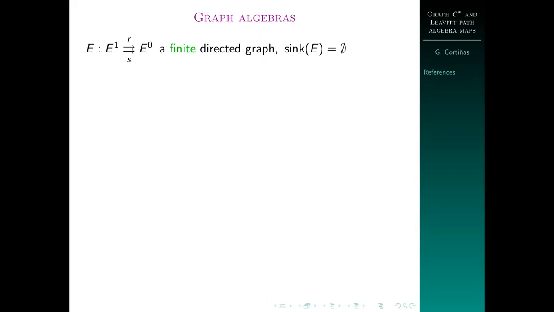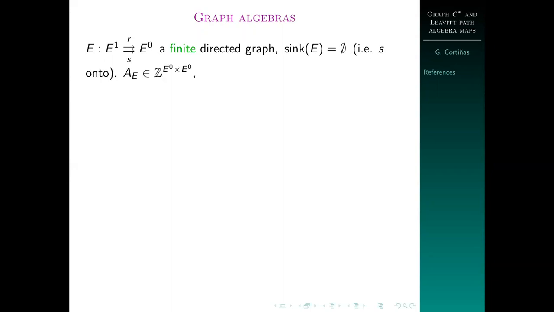I will also assume that my graphs are regular, which for a finite graph means that they have no sinks, where a sink is a vertex that does not emit any edge. In other words, assuming that a finite directed graph is regular, or that it has no sinks, is assuming that S is onto. Okay?